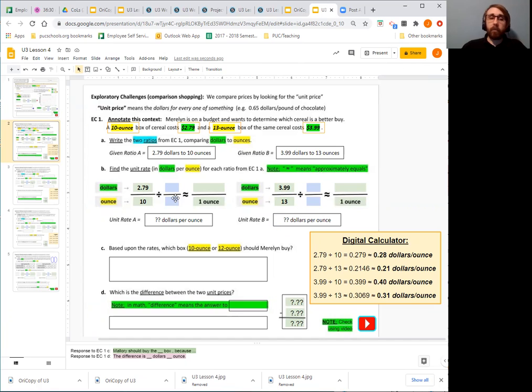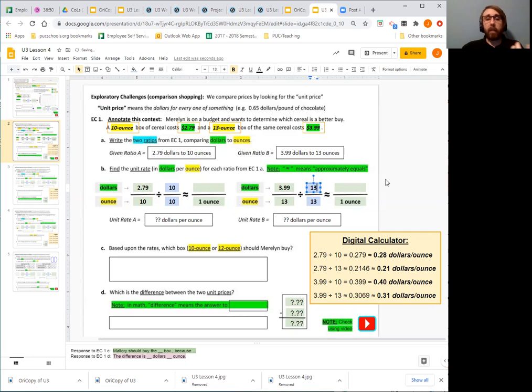Hopefully you thought of 10. You need to divide a number by itself to get a 1. So this would have to be 10. And whatever I use on the bottom has to be used on the top. Over here, whatever I divide by has to make it a 1. So it has to be the same number as what's on the bottom, 13. And whatever I do on the bottom, I have to do on the top.